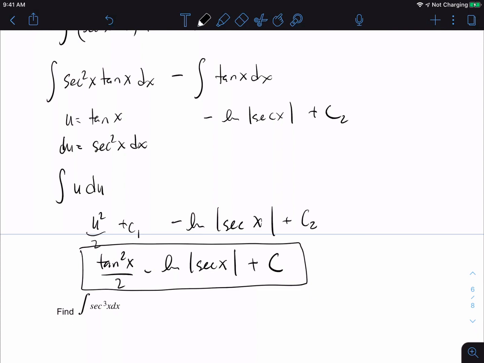Do you want me to demonstrate that for you guys? Yeah, can you demonstrate that, please? Yeah, no problem. Let me go all the way down.